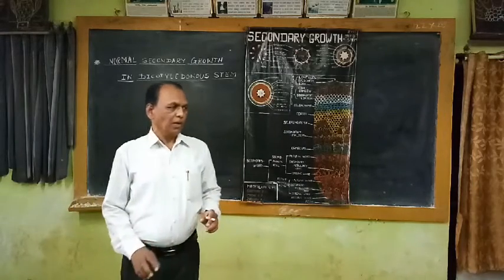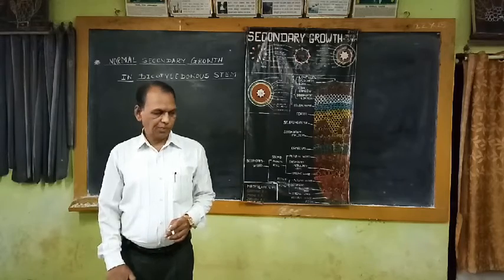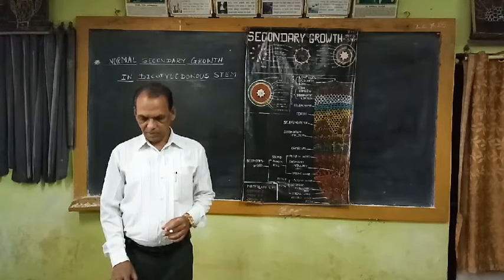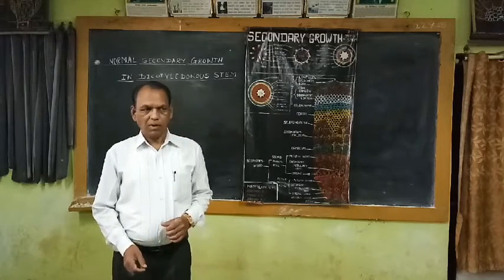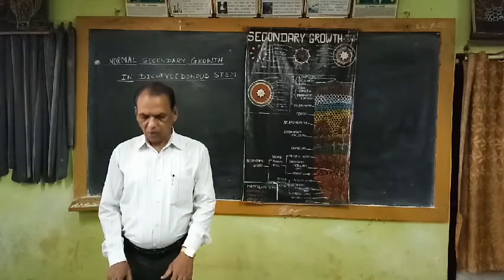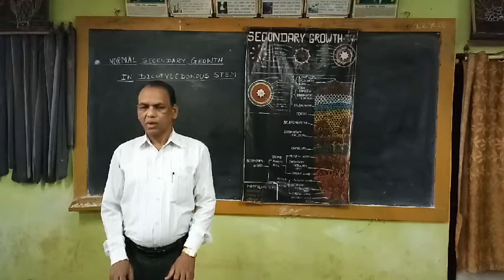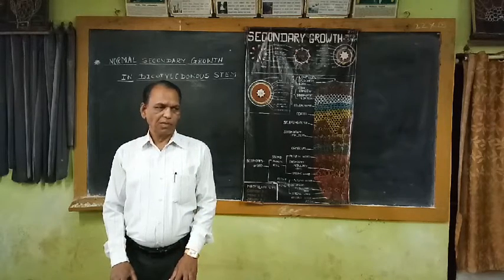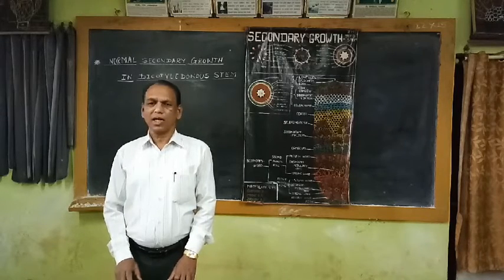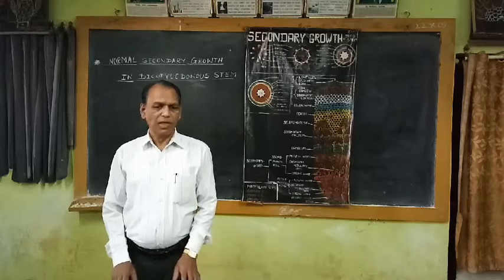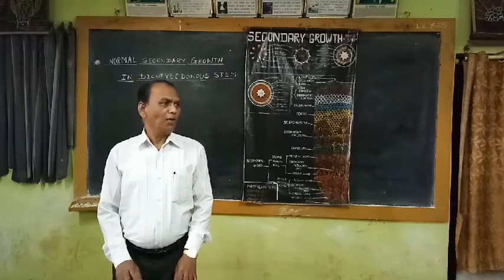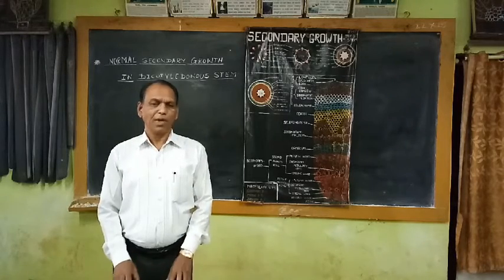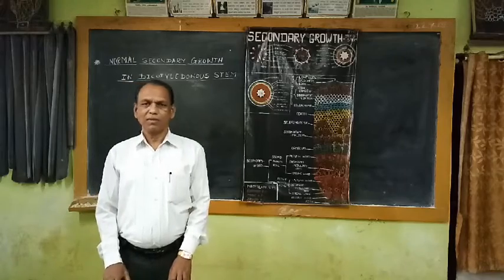So you must know the definition of secondary growth. We can define the secondary growth: the increase in diameter of root as well as stem due to addition of secondary tissues in the form of secondary xylem and secondary phloem by the activity of vascular cambium, and addition of non-vascular tissues in the form of periderm by the activity of cork cambium is commonly called secondary growth.